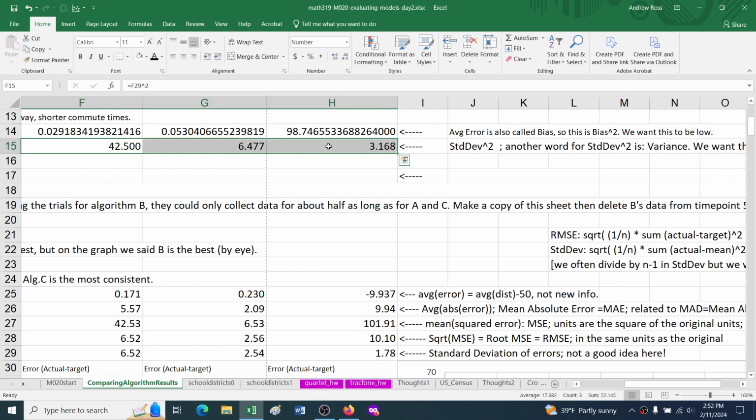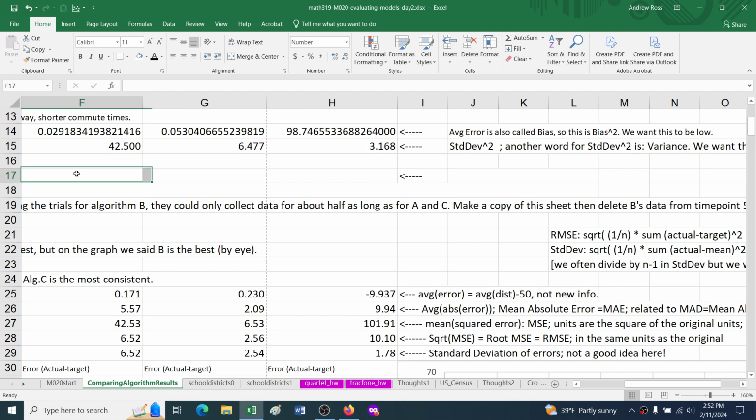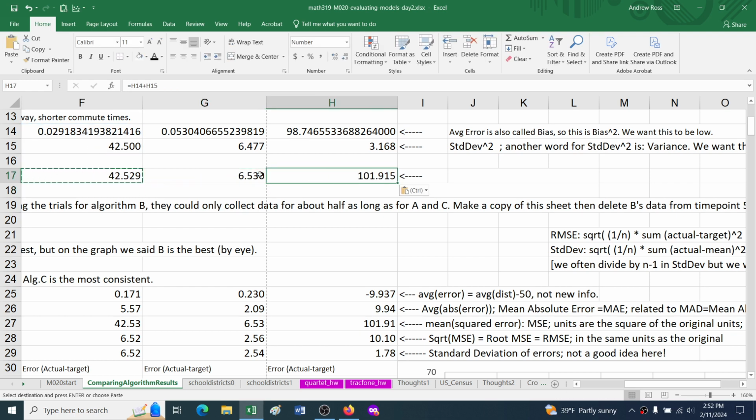And sometimes when we want two things to be low, we can just add them and then want that to be low. So here I can say just take the squared bias and add the squared standard deviation or the variance, and then we can say that's the number we want to be low. We want to be right on average, that's the squared bias, and we want to not wander too far away, that's the squared standard deviation.